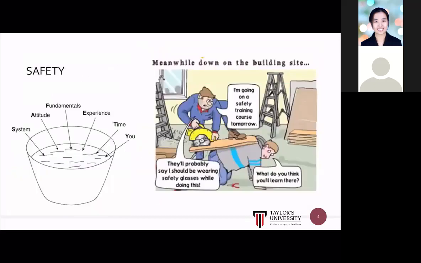So safety is about systems, about attitudes, about fundamental knowledge and also experience, okay? One thing in safety that we can't escape is that the more experience you have as engineers, the easier you realize that knowledge, and that common sense comes about, okay? And of course, it also depends on time and on you yourself, okay?